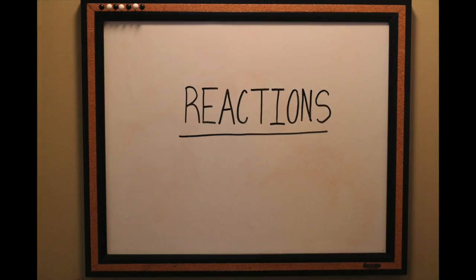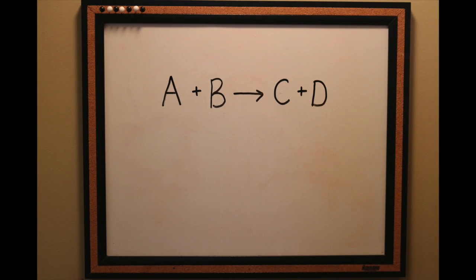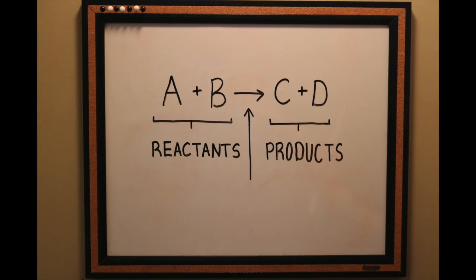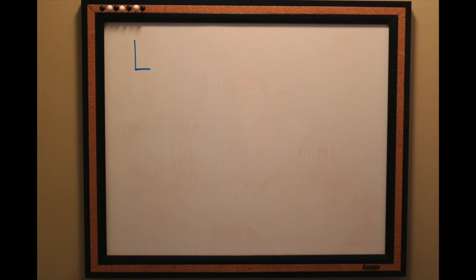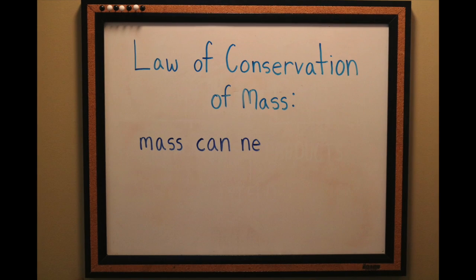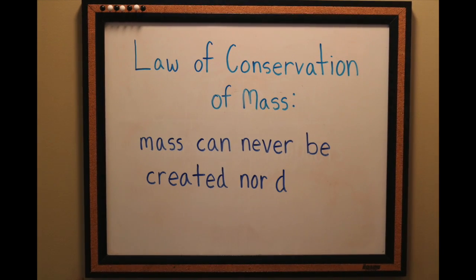This unit is on reactions. This is a chemical equation. A plus B are the reactants and C plus D are the products. The arrow is the yield sign. The law of conservation of mass means mass can never be created nor destroyed.